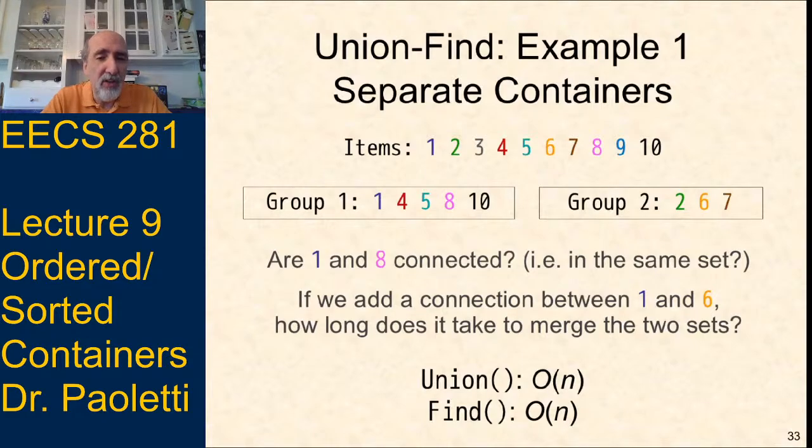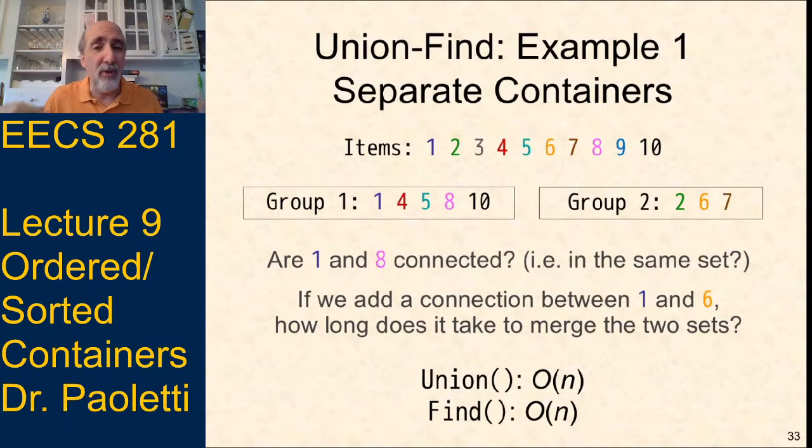So union could be as long as O of n, find could be as long as O of n. I might have to check every set, right? If everybody was a disjoint set and I'm asking about 30, I'd have to say, okay, group 1 is size 1, 1 is in there. Group 2 is size 2, 2 is in there. Group 3 is size 3, 3 is in there. So it could take me O of n time to do a find, let alone to do a union.